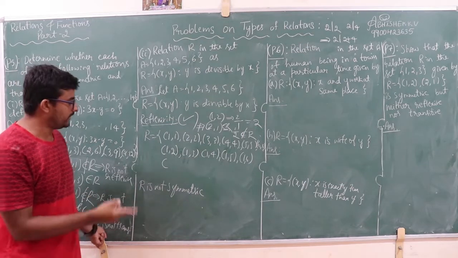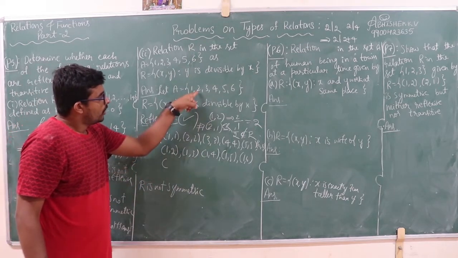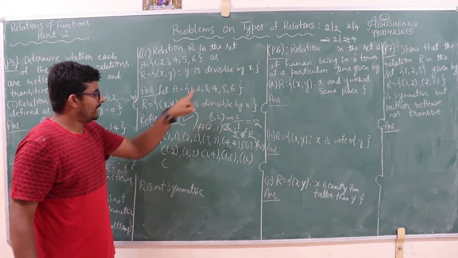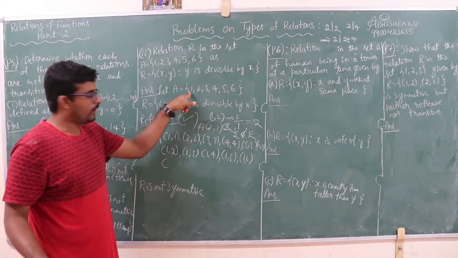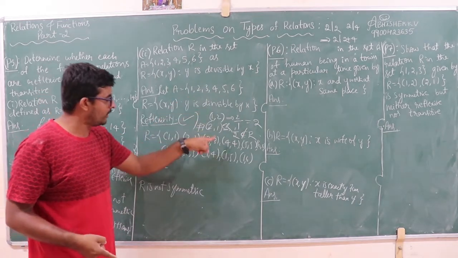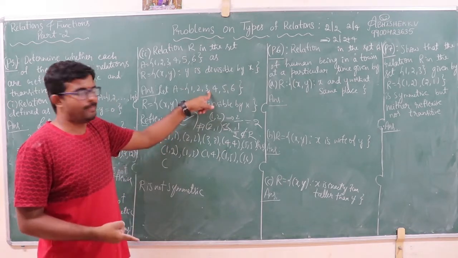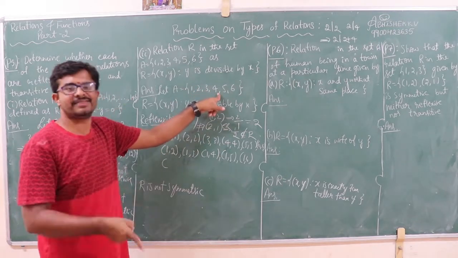Then for transitivity, we need to write down the remaining ordered pairs. See, 1 and 2 belongs to the relation. See, 2 and 1 does not belong to the relation. 2 and 2 belongs to the relation, because 2 is divisible by 2, we already wrote it down. Right? 2, 3: 3 is not divisible by 2. 2, 4: 4 is divisible by 2.